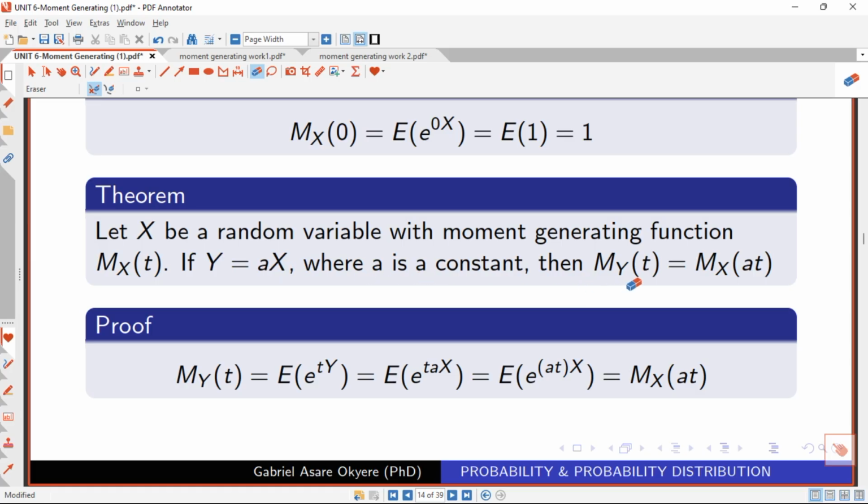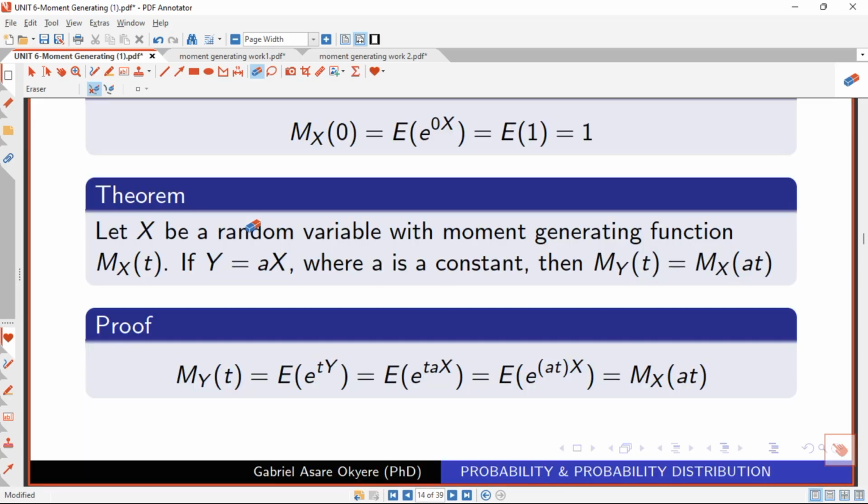Then our moment generating function of Y will be equal to M_X of what? At. So we are just going to replace the t wherever we see it here. But for a moment generating function, the random variable doesn't appear. So in place of the x, you are going to replace it by what? T. So here, you are going to replace it by A of t. So how did we get our answer in this form?